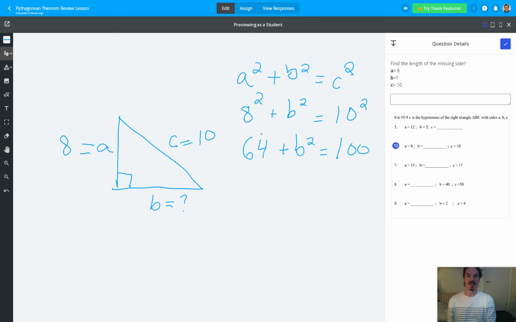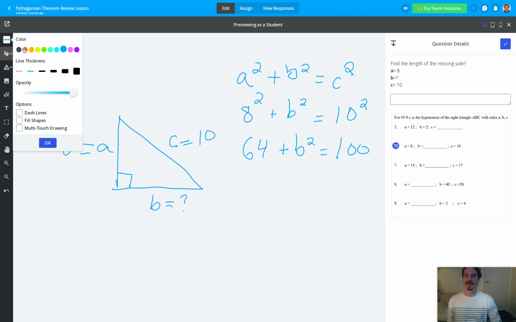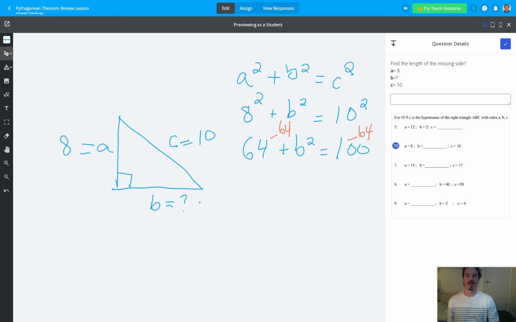So we want to get rid of this 64. So in order to get rid of it, it's an addition, right? We're adding 64. In order to get rid of it, we subtract 64 from both sides. All right. So now, if you don't believe me when I say that, what you can always remember is just this little fact. B squared equals 100 minus 64.